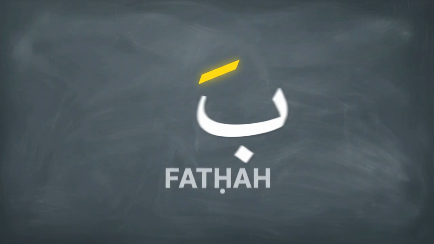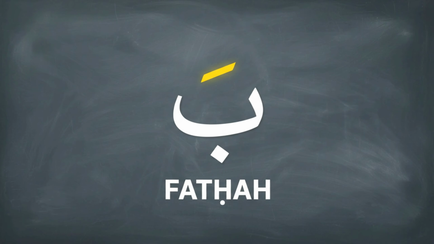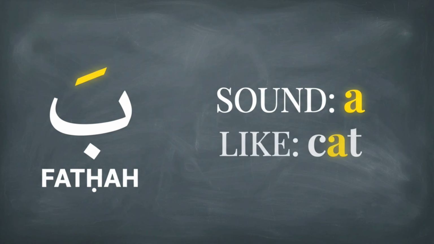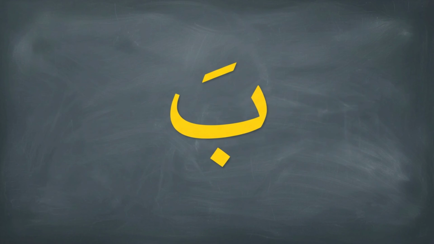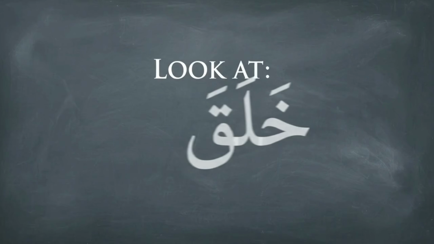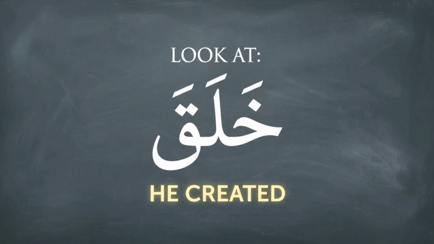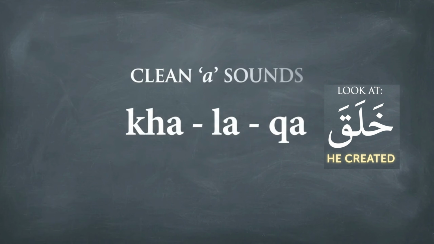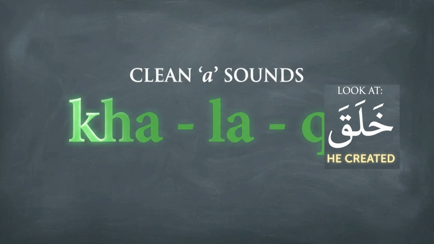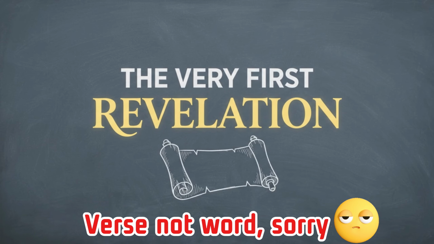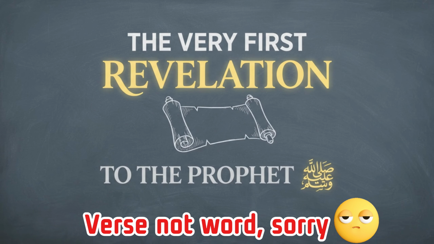This little diagonal dash above the letter is a fatḥah. It makes the sound like the a in cat. Say it, ba. Look at khalaqa, he created. 3 letters, 3 fatḥahs, 3 clean sounds. Kha, la, qa. That's the very first word revealed to the Prophet, peace be upon him, and you just read it.